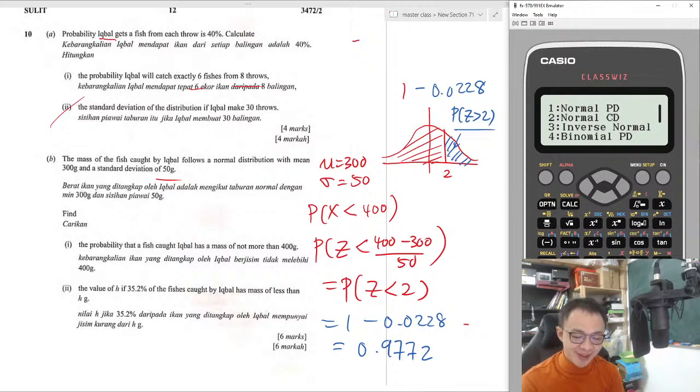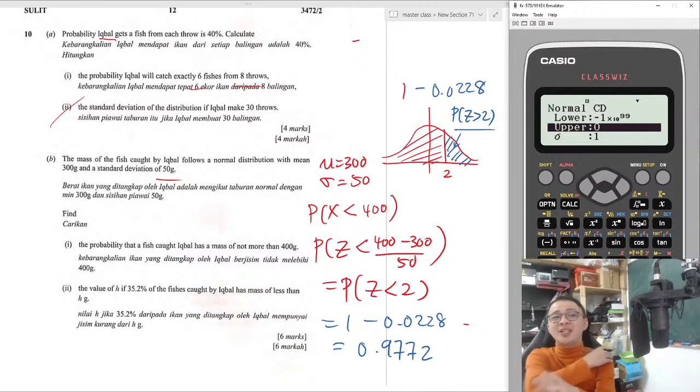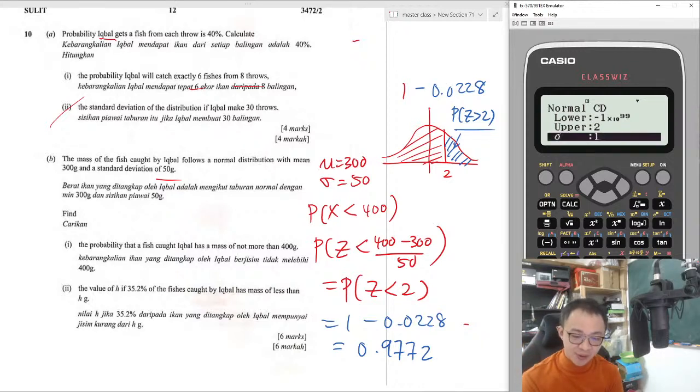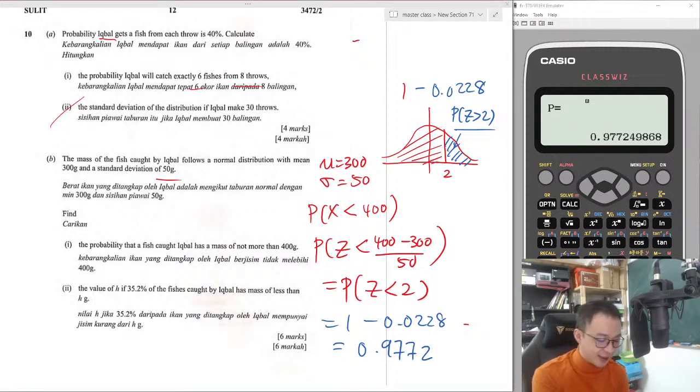But if I'm using this model of calculator, I will go to menu, go to distribution, and then this is called normal CD. I go to number 2. Since I want less than 2, it will go from 2 to negative infinity, right? So negative 10 power of 99. You can use any extremely big number, not necessarily 10 power of 99, but make sure the number is negative infinity. Then my upper bound must be 2, because it goes from 2 to an extremely small number. Make sure the standard deviation is 1 and mean is 0. Then you get the answer straight away, which is 0.9772. Okay, done part A.